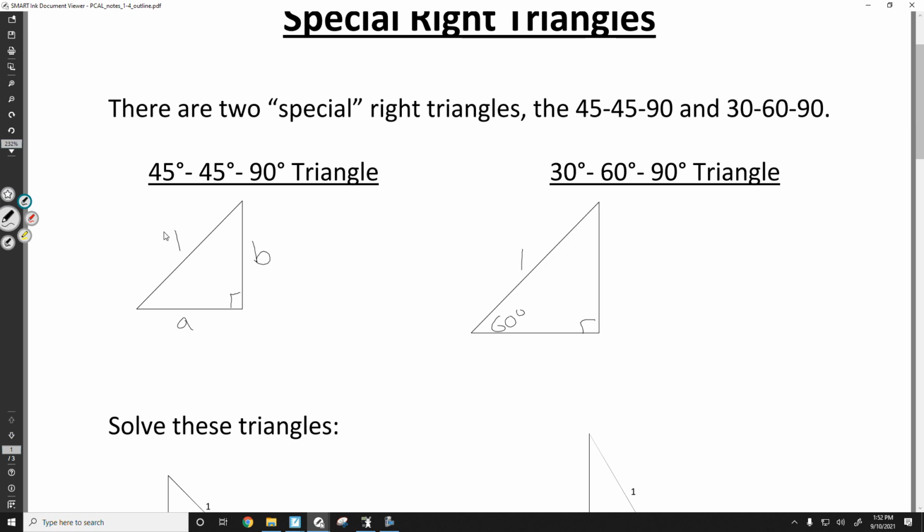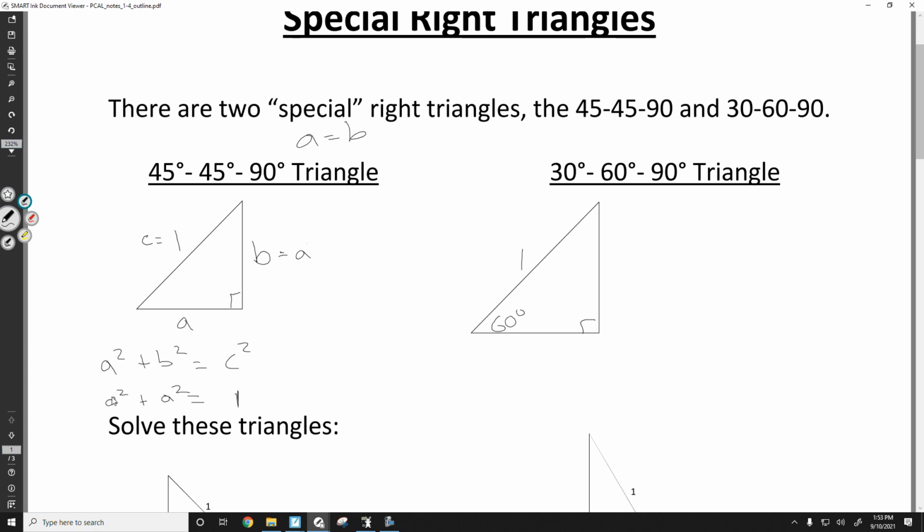All right, so in the 45, 45, 90 triangle, we have 45 and 45, so A and B have to be the same, right? Cool? So this is really just like A. You guys know the Pythagorean Theorem, right? All right, here we go. Let me set it up. A squared plus B squared equals C squared. Hold on. I put C as 1, so let's just change that to 1. B is just the same as A, so I got A squared plus A squared equals 1.